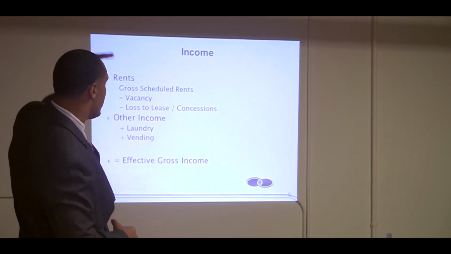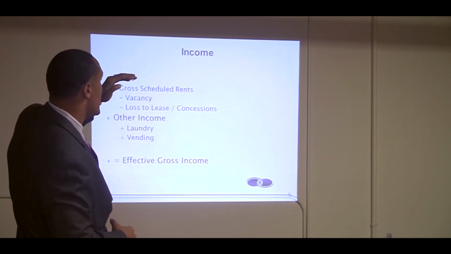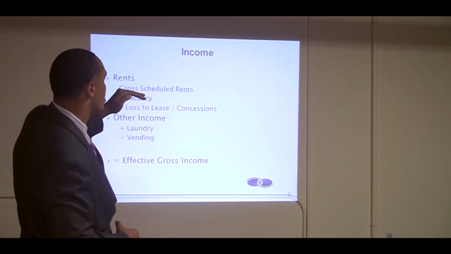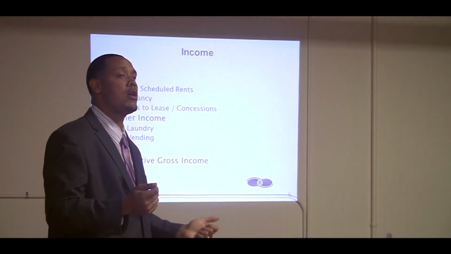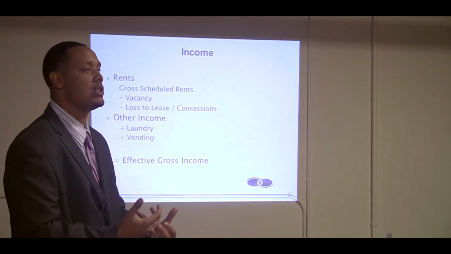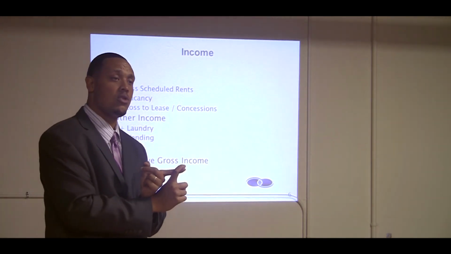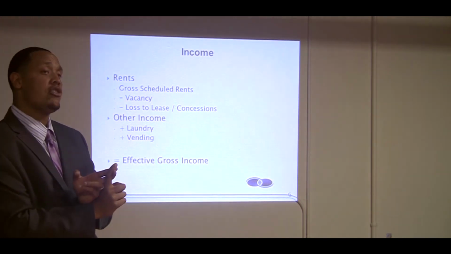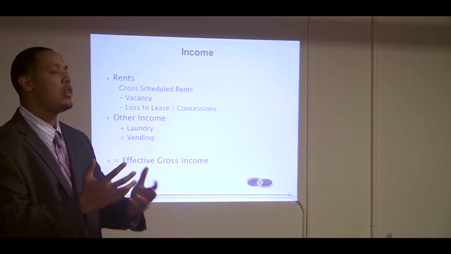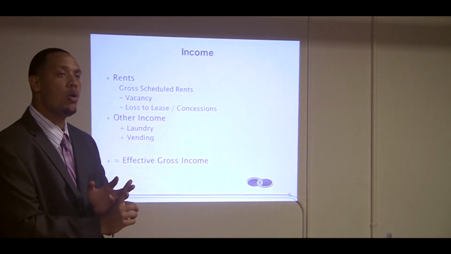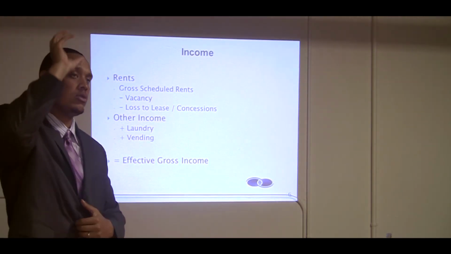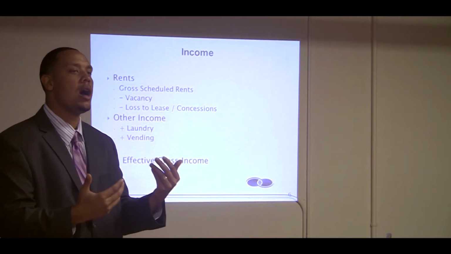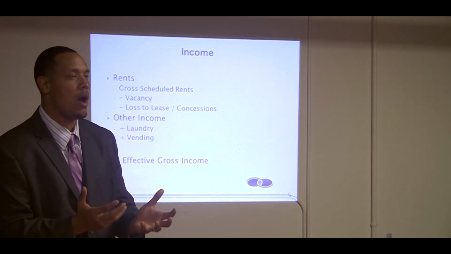Then that gets us to other income. We take vacancy, loss to lease, and concessions away from our gross scheduled rent, but then we add other income. It's a category of income that is not generated from the rent. That's going to be laundry, cable contracts, and if you have a large enough complex, billboards. Some properties around here downtown in heavy traffic areas have billboards with companies. It's just any way of generating income on the property that is not rental.